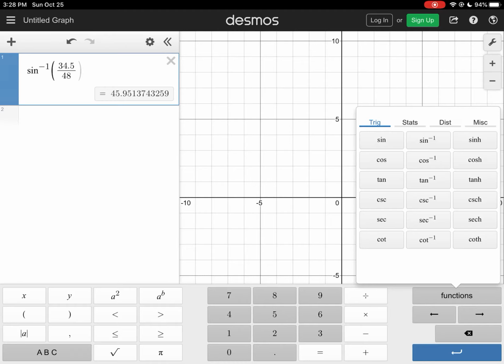Yesterday when we found the side, you did have to go in, find the decimal, and then do a little algebra with cross multiplying.